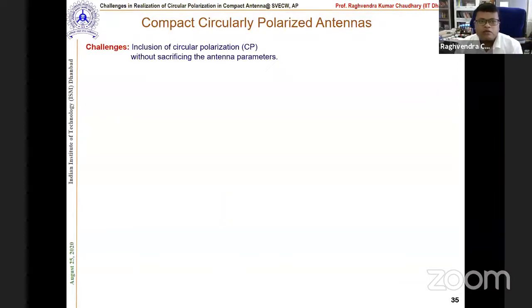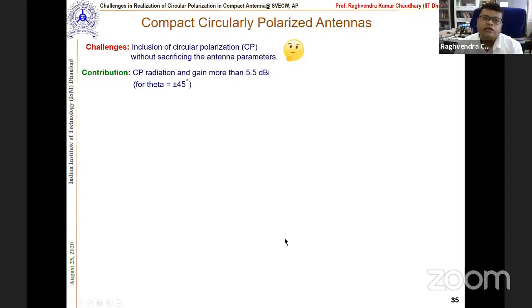So the inclusion of circular polarization without sacrificing the antenna parameters is one of the challenges. We have to incorporate the CP, but we should not disturb other parameters. Then, what contribution did we make in this area? CP radiation and a gain of more than 5.5 dBi for theta plus or minus 45 degrees. This is one of the challenges, because with such a large beamwidth, maintaining the CP is quite a challenging task. So we address these things in this design.